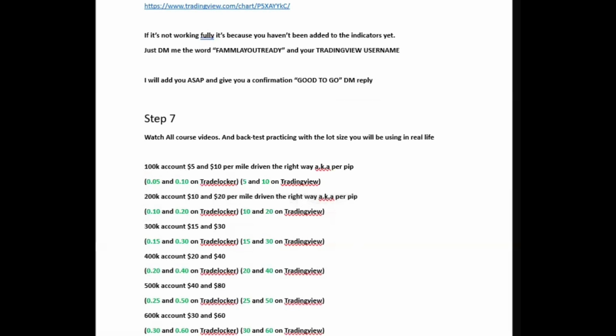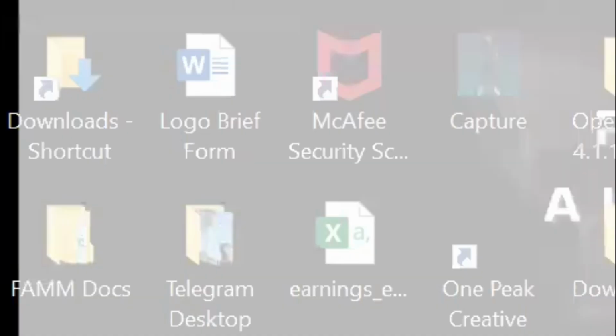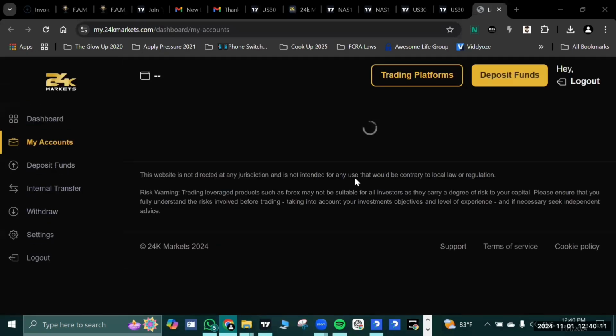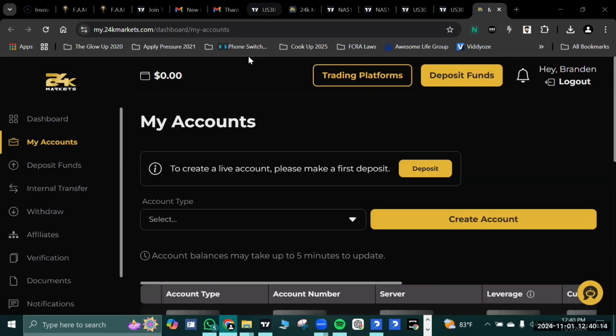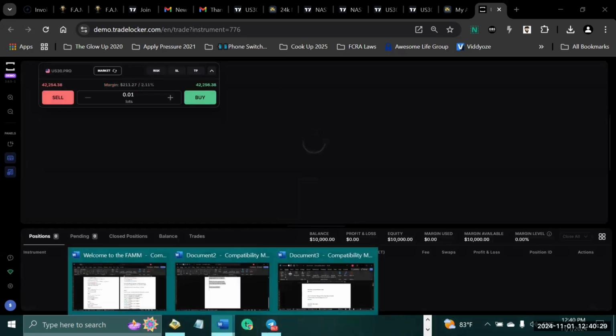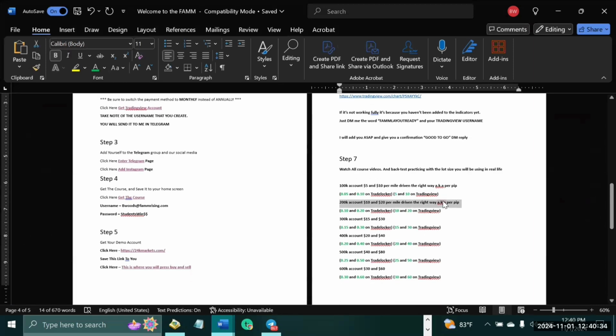Okay, so let's go back to the 24K. Where is it? It's in our little folder right here. So not 24K, the TradeLocker account. Let's go back to our TradeLocker account. We already have it set up, and let's open this up so you can see what I'm talking about. All right, so these numbers, right?